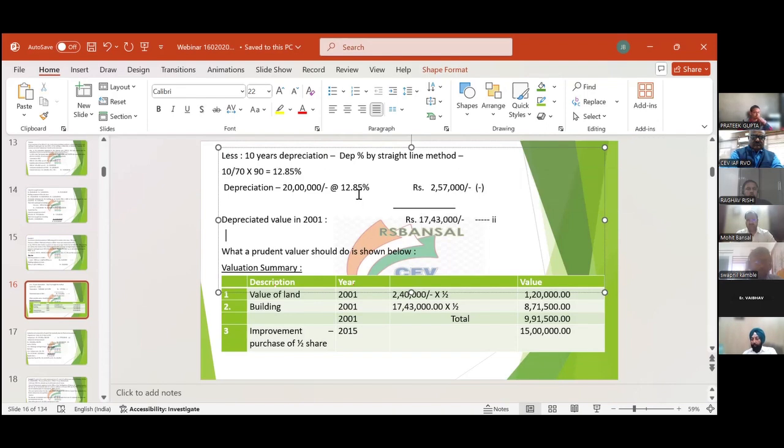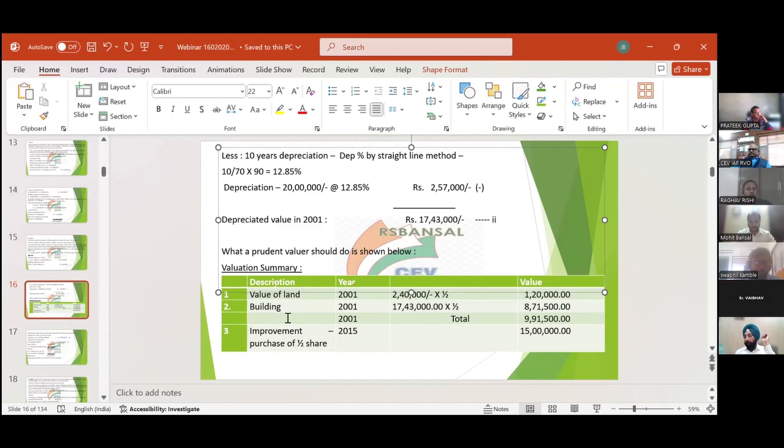So this part is clear to you as a valuer. You know how to calculate depreciation with straight line method. There is nothing new in it. Now how to calculate indexed value? See here. In 2001, he has taken half portion. So 2 lakh 40,000 into half. In 2001, it is 1 lakh 20,000.